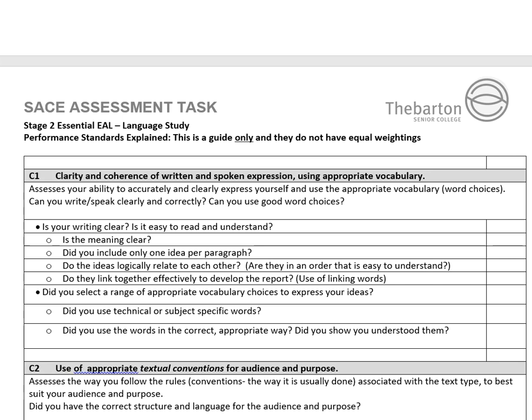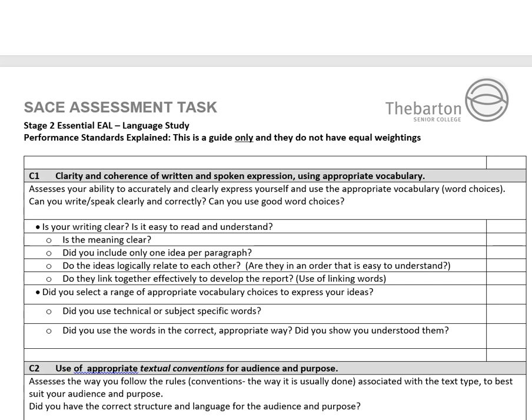So, can you write or speak clearly? Can you use good word choices? So is your writing clear and is it easy to read and understand? For example, is the meaning clear of your sentences and also your paragraphs? Did you include only one idea or at least one main idea per paragraph to develop? Do your ideas logically relate to each other?